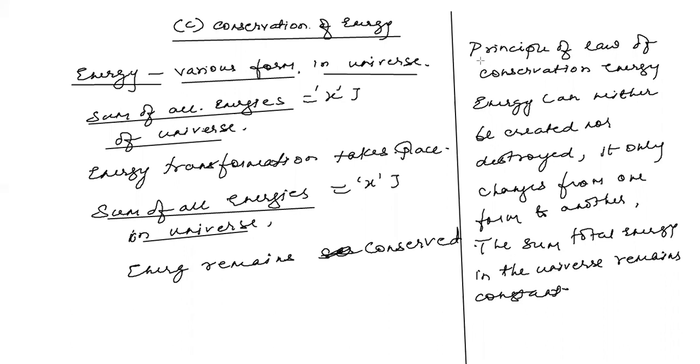So remember, beta, what is the principle of the law of conservation of energy? Energy can neither be created nor destroyed. It only changes from one form to another. The sum total of energy in the universe remains constant.